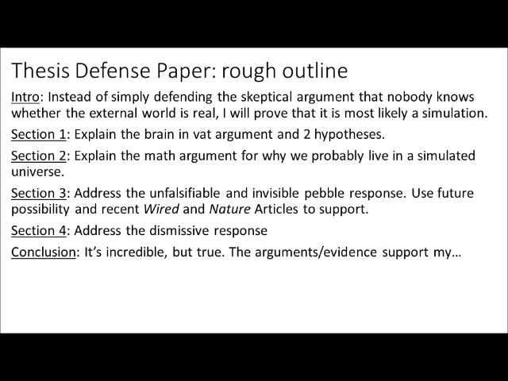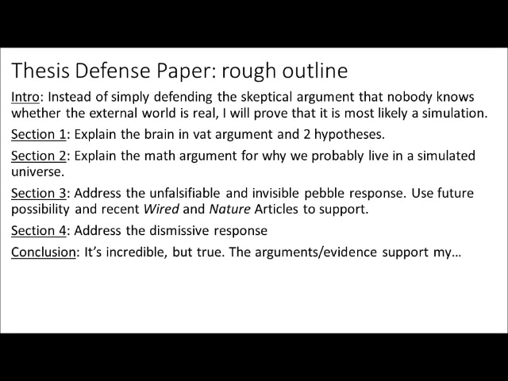In section 1, which might be 1, 2, or 3 paragraphs, I don't know, I'm going to give my first big argument for why you should doubt that the external world is real. In section 2, you see, I'm going to give a math argument for why it's not just a 50-50 probability, but it's probably the case that we live in a simulated universe. Now in section 3 and 4, I'm going to address two strong objections, and I'm going to counter them, and you can read those on the screen.